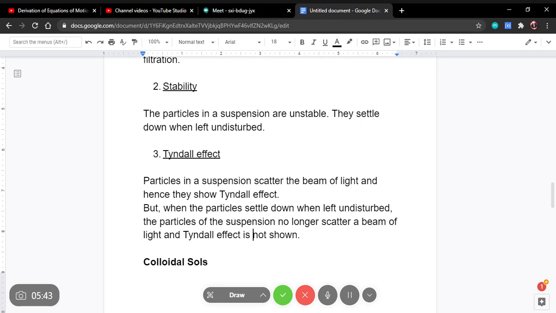For example, when we take a soil and water mixture, the soil particles are very big and block the beam of light, so they show the Tyndall effect. But when the soil particles go down, only the water stays up. Water particles are very small, so they do not show the Tyndall effect.